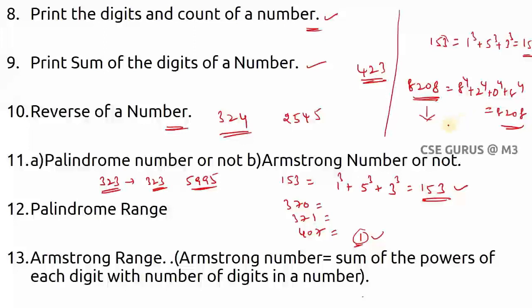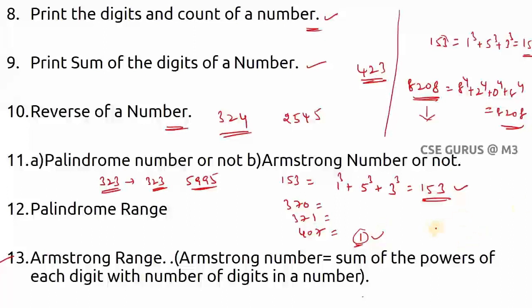Not only this, we have some more numbers. I will explain what those numbers are, in 4 digits as well as in 5 digits as well as in 6 digits also we have to see. So that is this 13th question actually. This 13th question, Armstrong range, means in 3 digits I can say that 153, 370, 371, 407 are Armstrongs. But what about 4 digits? What about 5 digits?